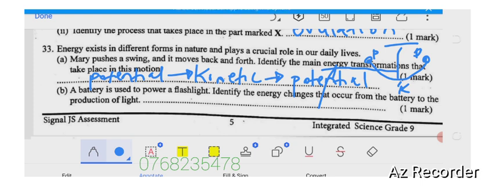So part B, a battery is used to power a flashlight. Identify the energy changes that occur from the battery to the production of light. So a battery contains what we call chemical energy. Chemical energy is also contained in fuels and in food. So chemical energy, which is the first energy that we will start with, chemical energy, then an arrow. So when the battery is used, the chemical energy is transferred through wires towards the bulb in what we call electrical energy.